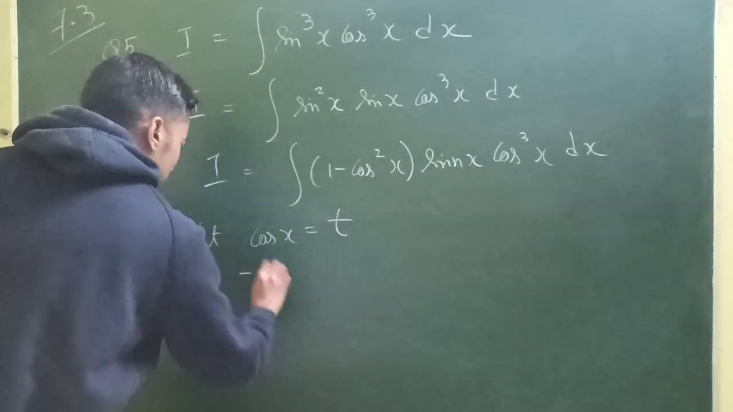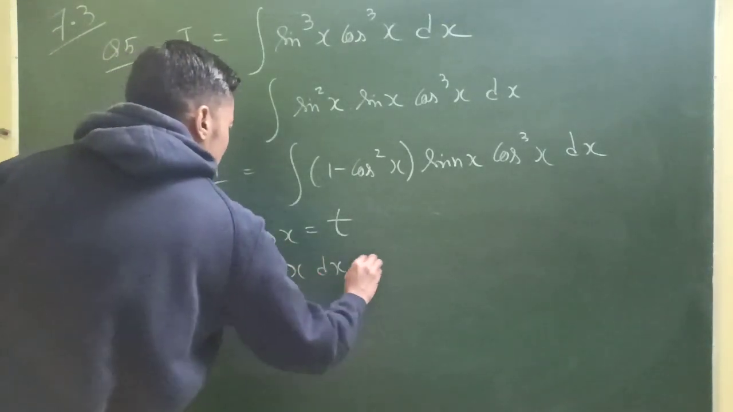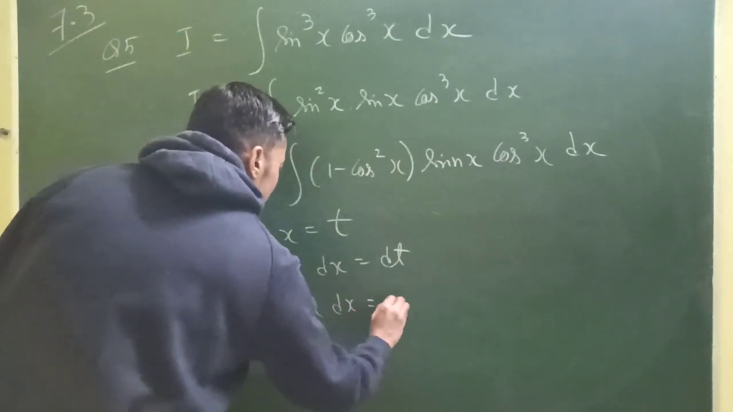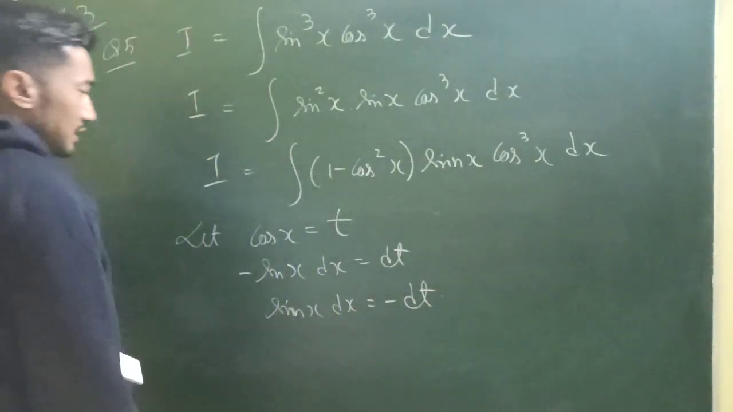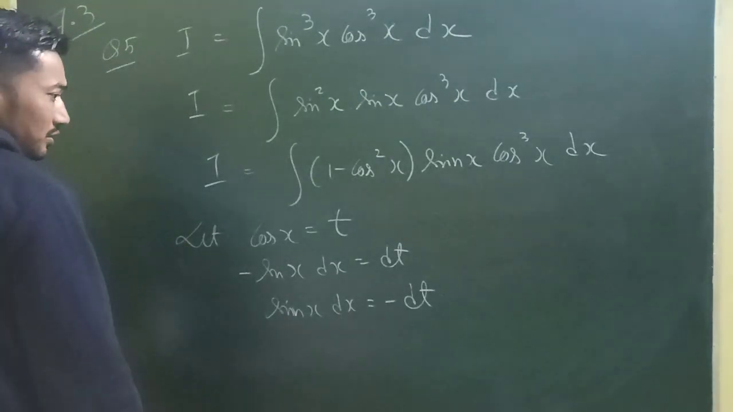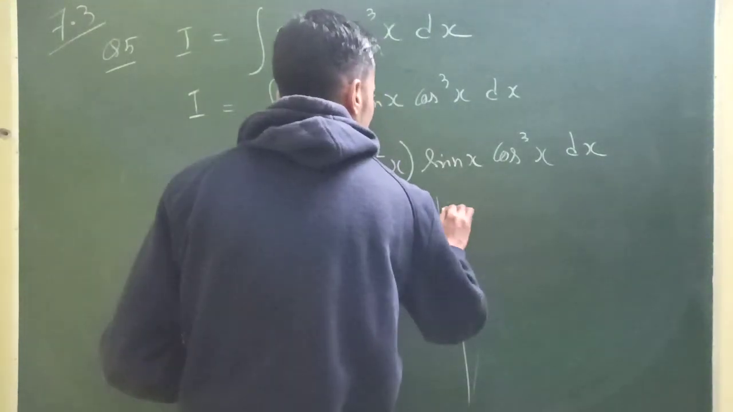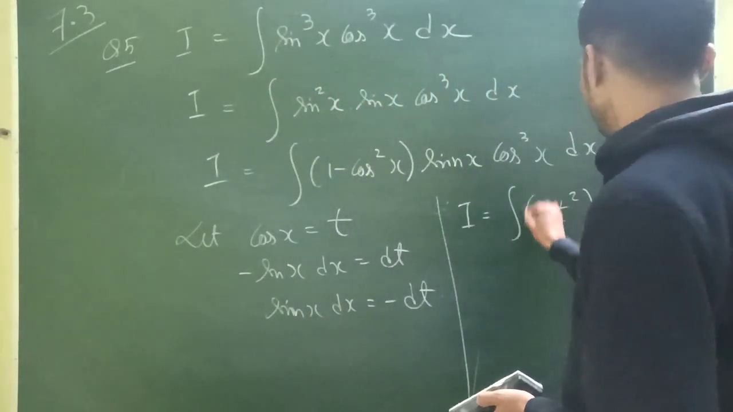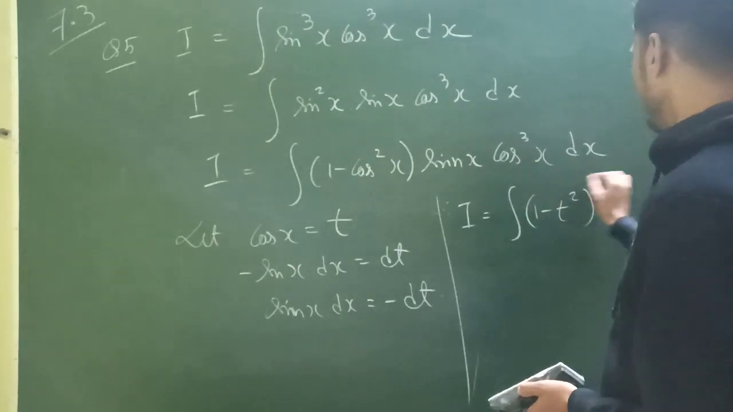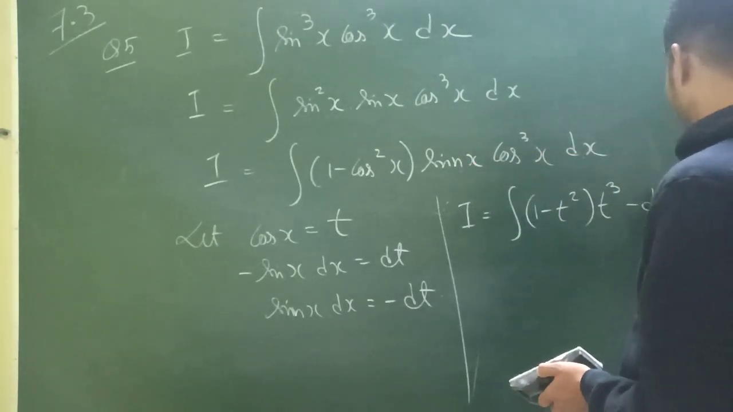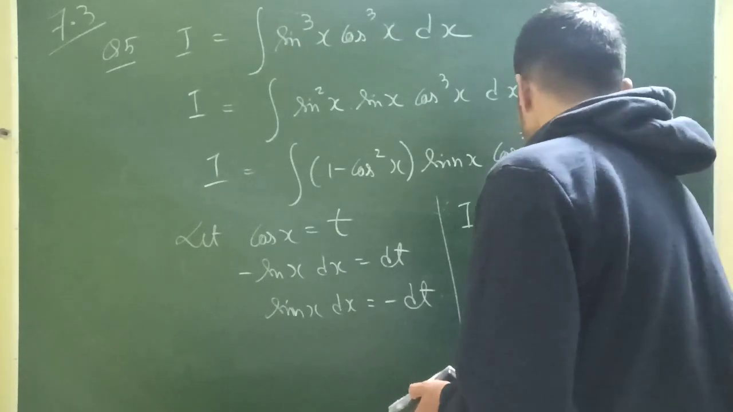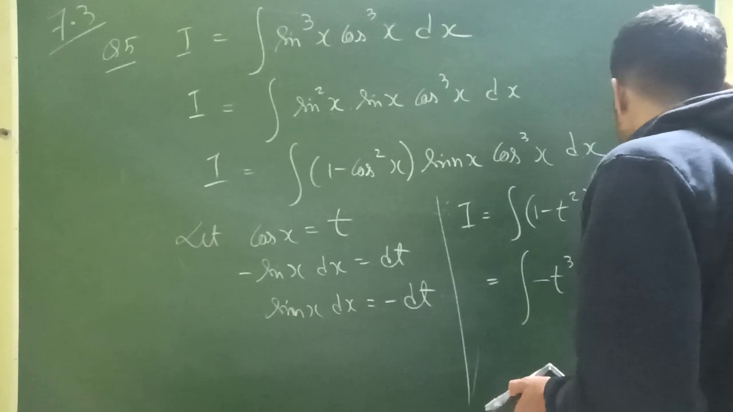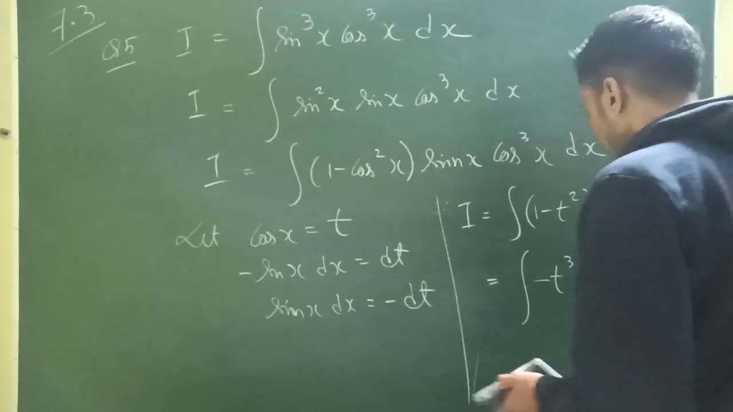Now, differentiating, I've substituted this simple thing. So differentiating both sides, sine x dx equals minus dt. Alright, now if we go back to our substitution, I will be equal to (1 minus t square) t cube, minus dt. So that will be minus t cube (1 minus t square) dt, integration of this function.